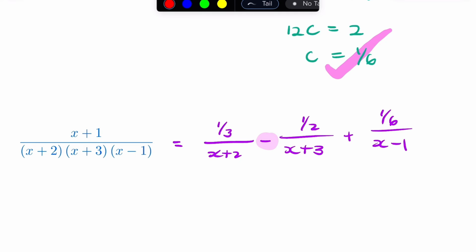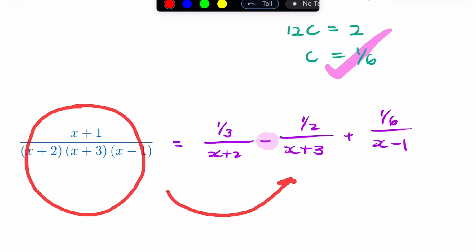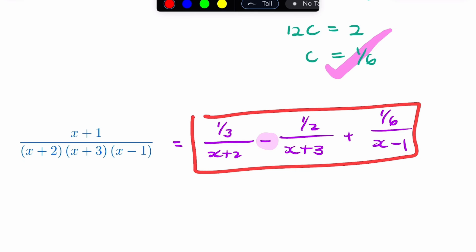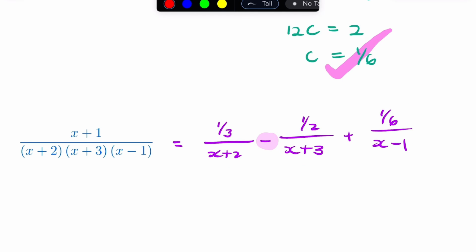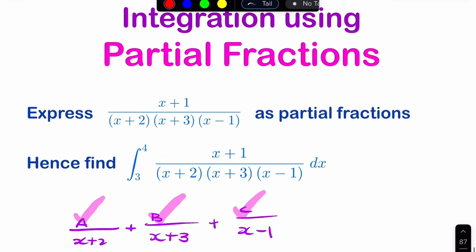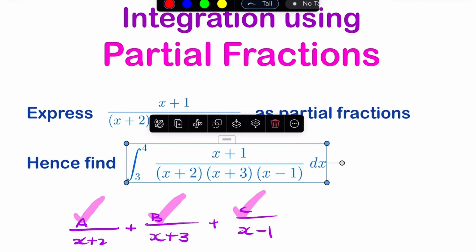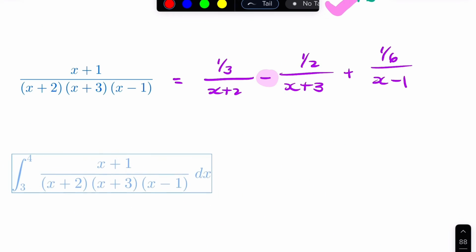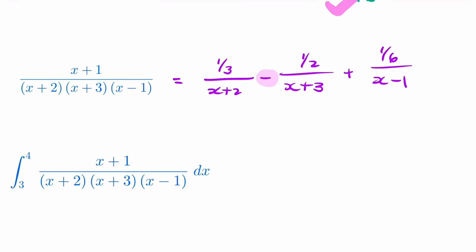So now we have this expressed in partial fractions. I haven't integrated, I haven't done anything, I've just rewritten it. So that if you were to add these fractions together, you would get that. So that's part A. Part B then asks for the integration, and it's a definite integral from 3 to 4. So it says hence, suggesting that really we wouldn't be able to integrate that without using this.